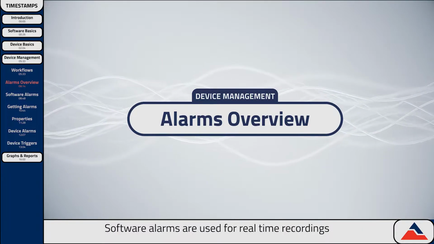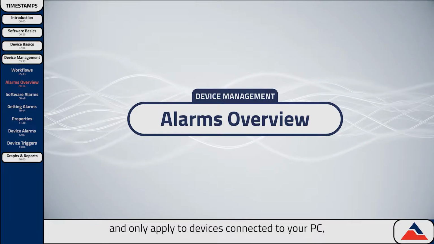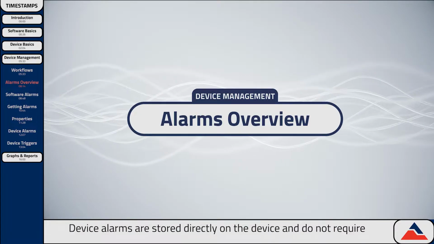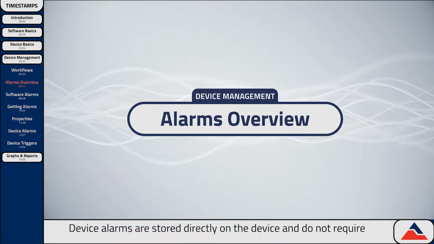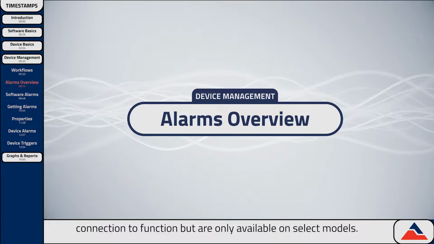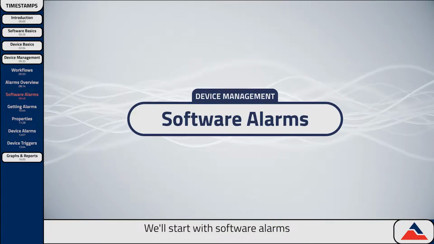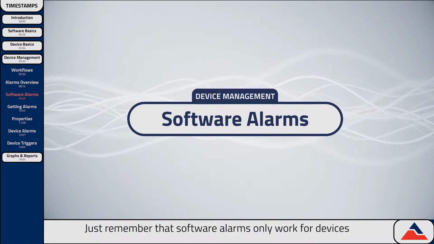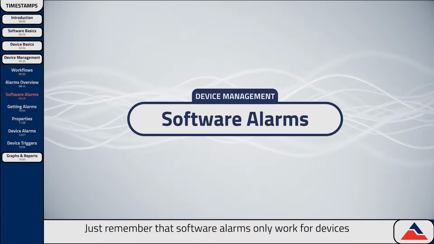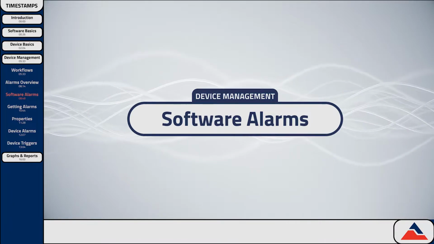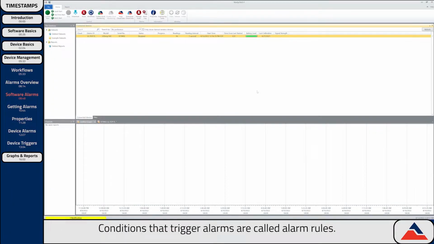Software alarms are used for real-time recordings and only apply to devices connected to your PC, wirelessly or otherwise. Device alarms are stored directly on the device and do not require a real-time connection to function, but are only available on select models. We'll start with software alarms since they're available to all users, regardless of what device is being used. Just remember that software alarms only work for devices that are started in real time and remain connected to your computer. Conditions that trigger alarms are called alarm rules.